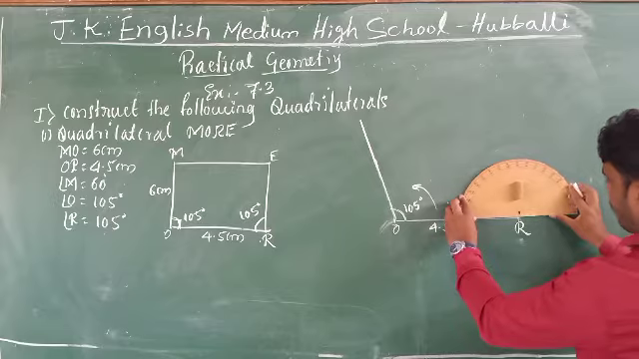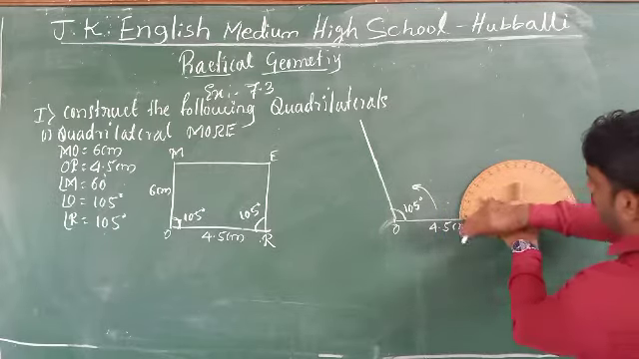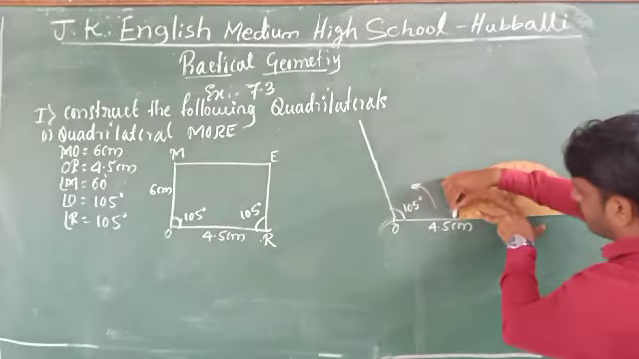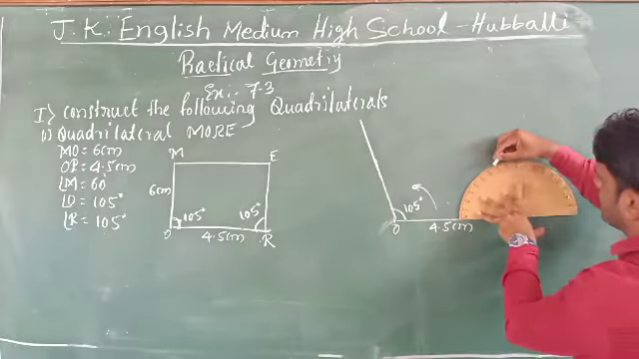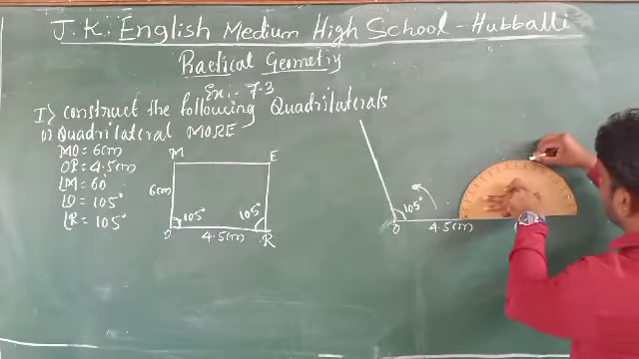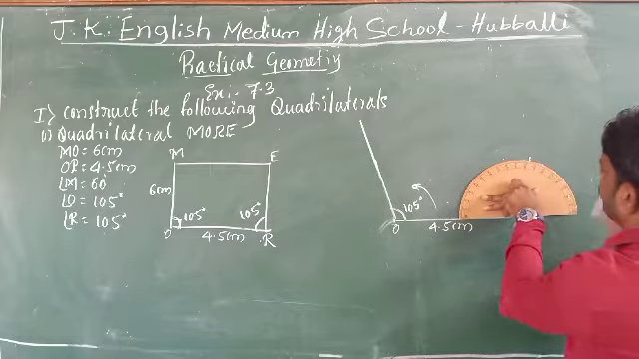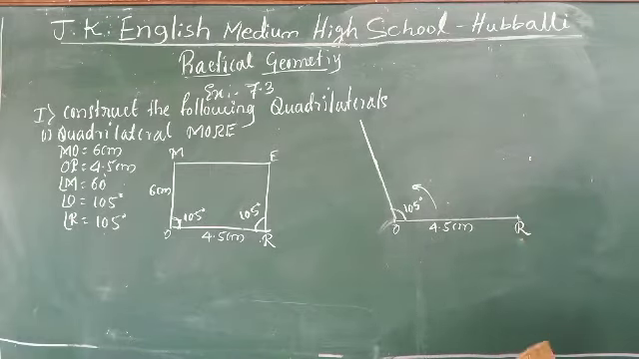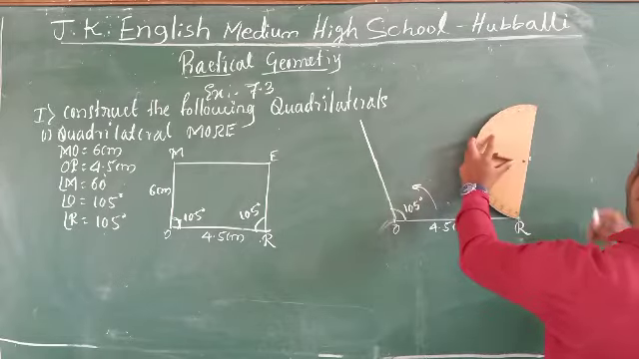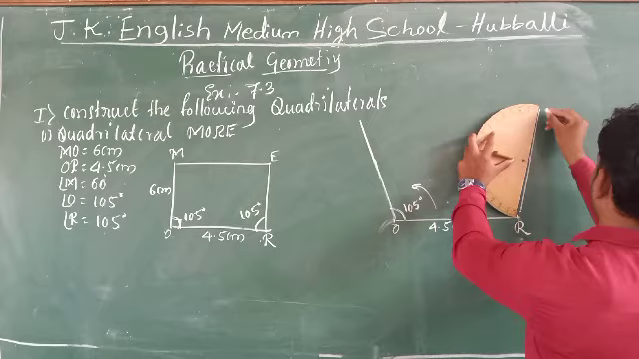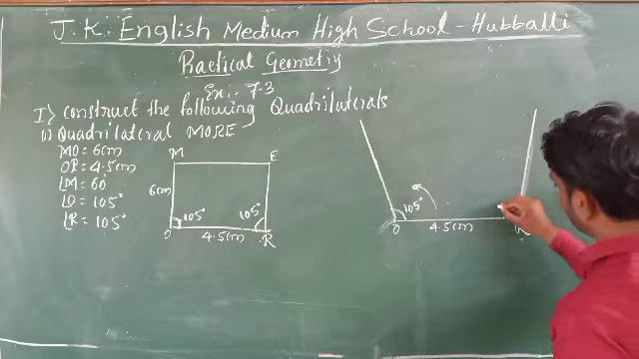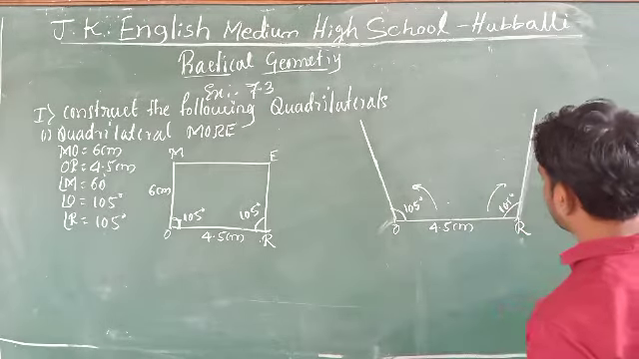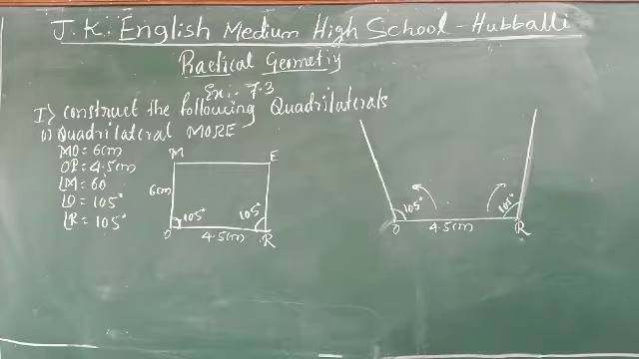Next, give down angle R. Start pointing from here. 10, 20, 30, 40, 50, 60, 70, 90, 100. This is 105. Correct? Later on, draw a straight line. What is the angle? 105 degree in this direction. And next, take a compass.